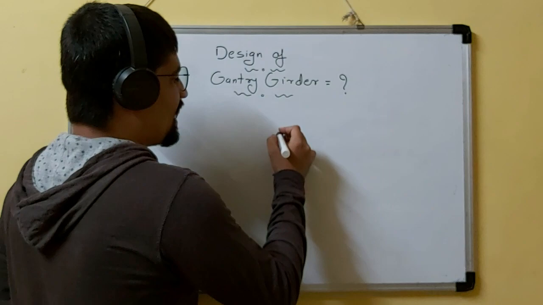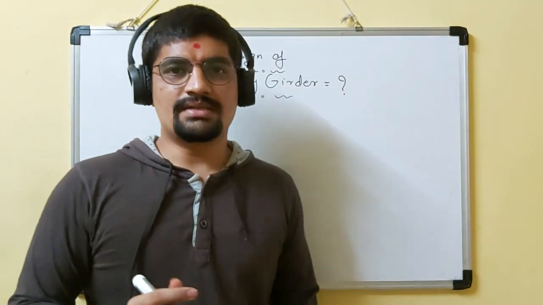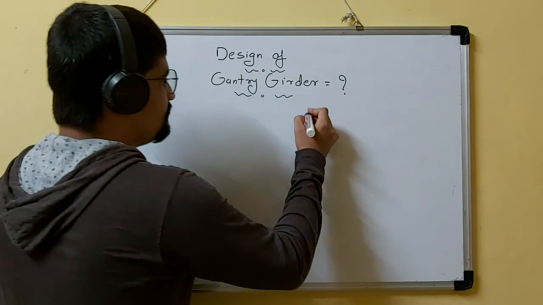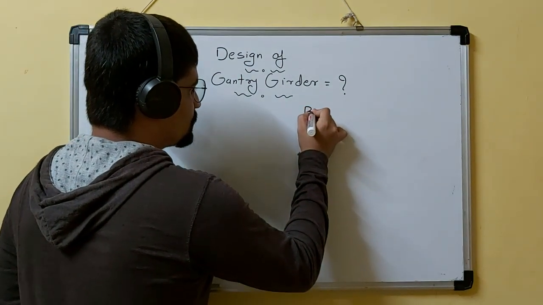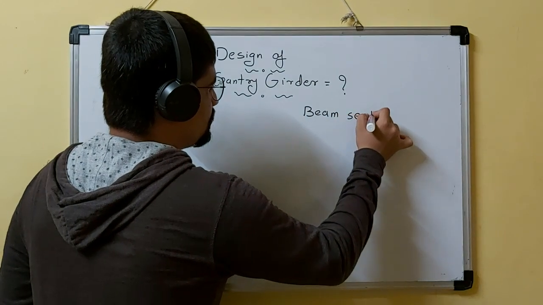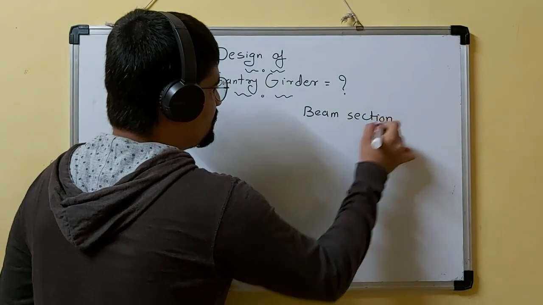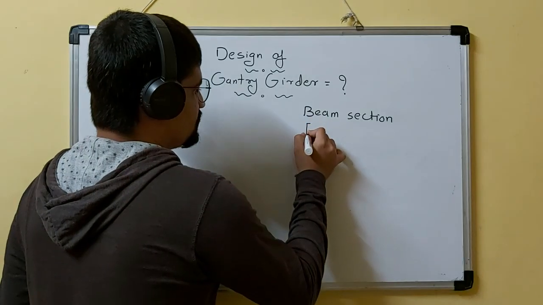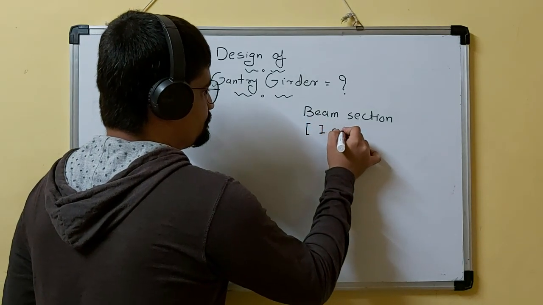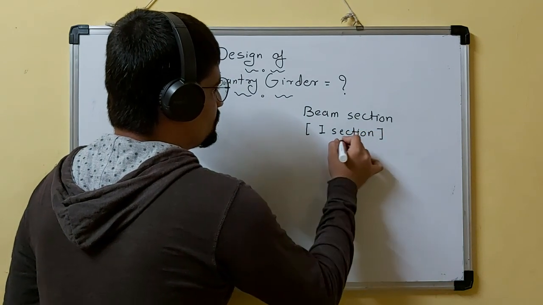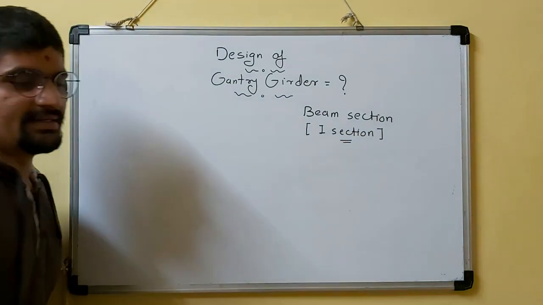Girder means, in RCC the beam is made of concrete. In steel, girder means the beam section. In steel structure, the beam is known by the second name girder, and generally I section is used.